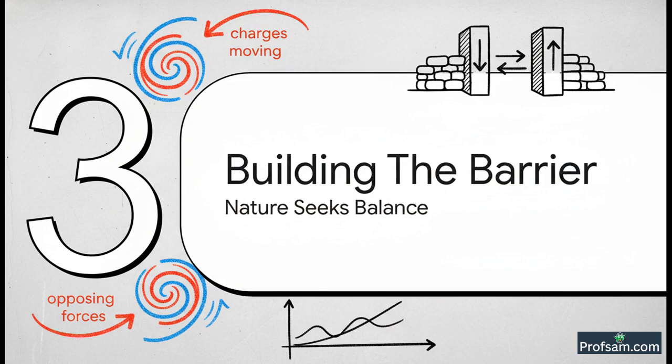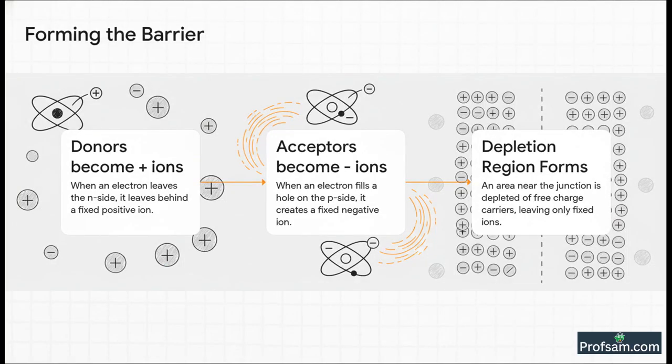That would be too easy. Nature always tries to find a balance. So as these charges move across, they actually create a new situation, a situation that starts to push back and oppose the very movement that created it. It's really fascinating, actually. Let's see how this happens. Okay, let's break this down step by step.